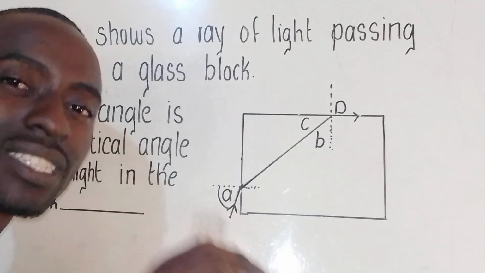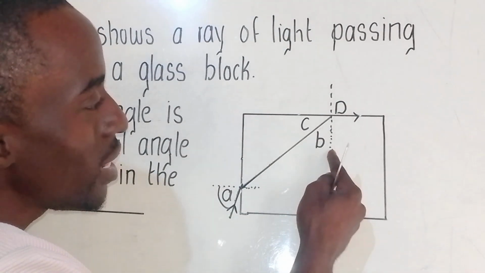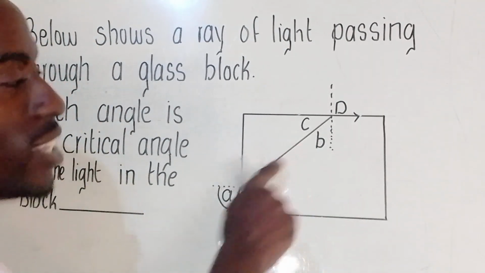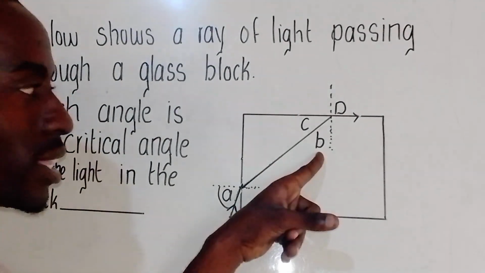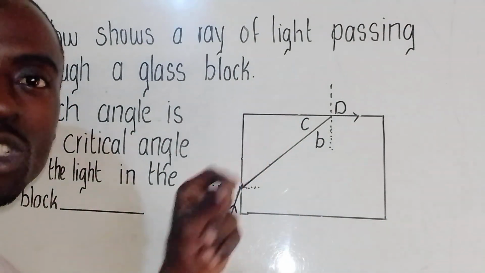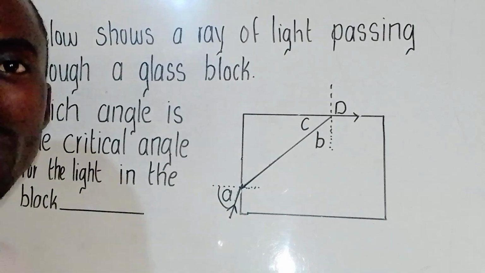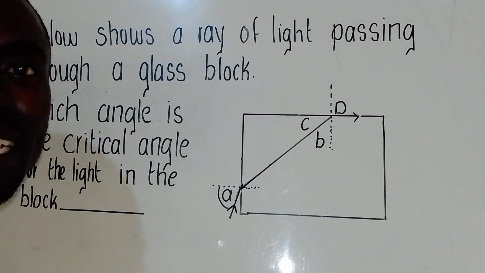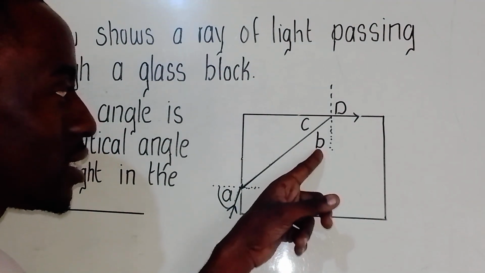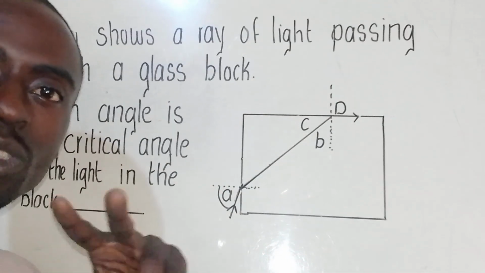Remember that the angle of incidence is the angle between the normal and the incident ray. So the answer here is B. Now, how about C? C is called the other angle. How about D? D is the angle of reflection, which is a bending of light. So the answer here is B.